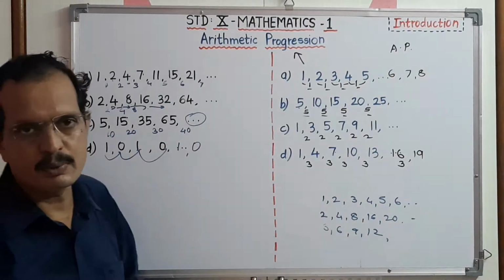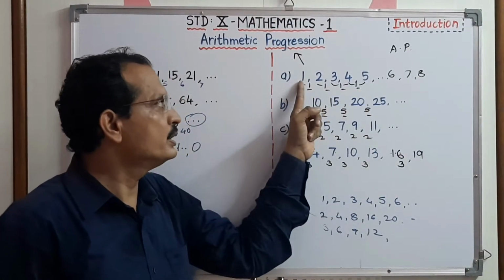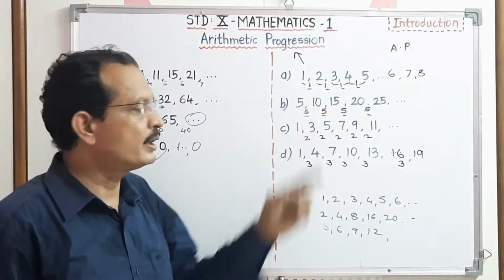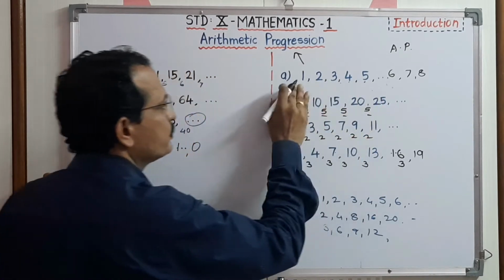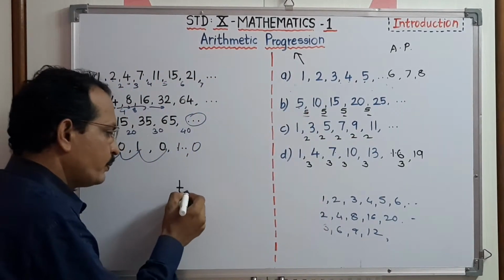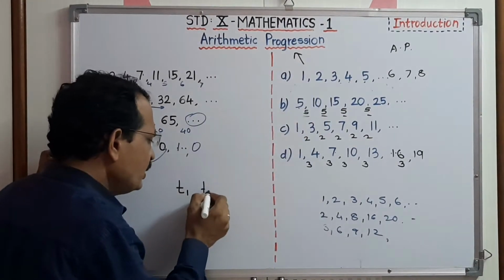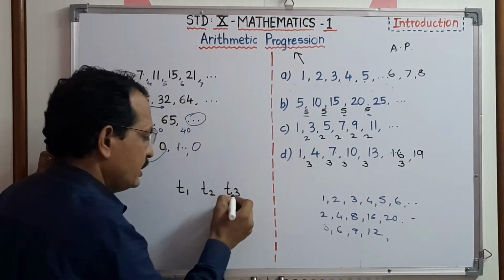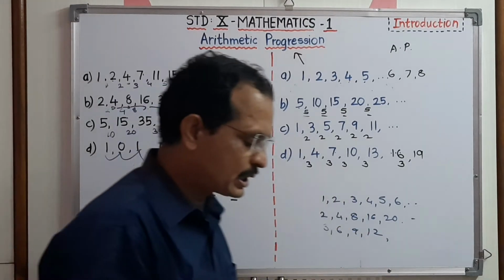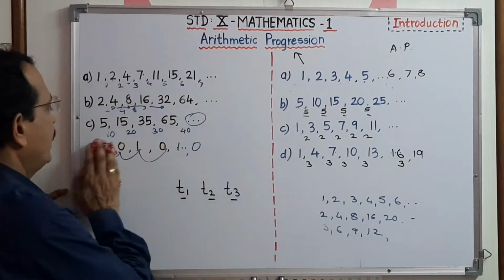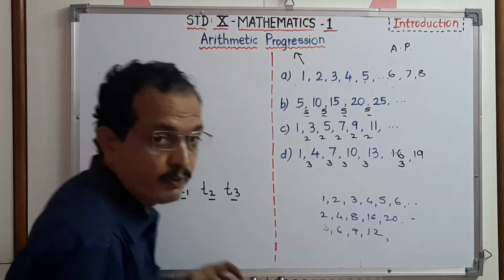Now I want to tell you some basic concepts here. Observe, in this arrangement this number is at the first place, therefore it is called T1, these are called terms. In this, the first position is called T1. Then here it is T2, this is called T3, that is first term, second term, third term, like this. These are numbers arranged in a particular manner, and that manner has a constant difference between two consecutive terms.